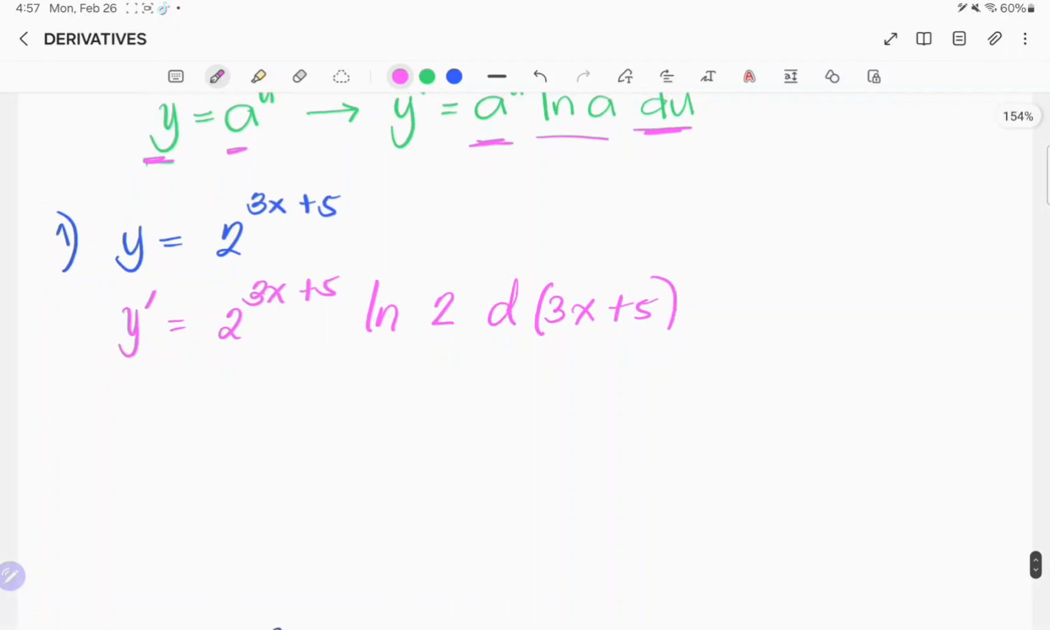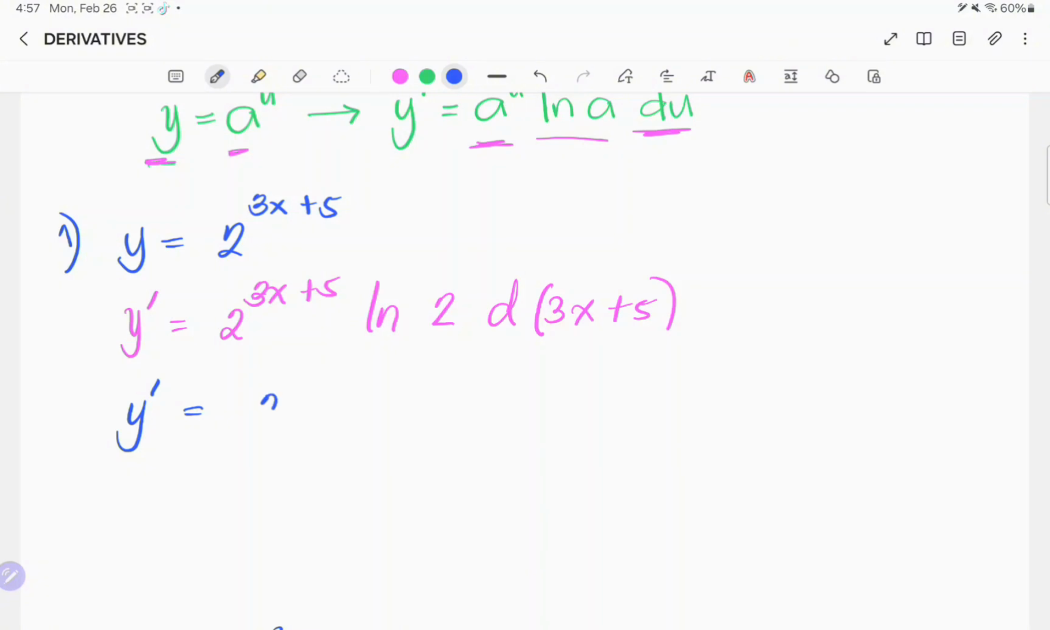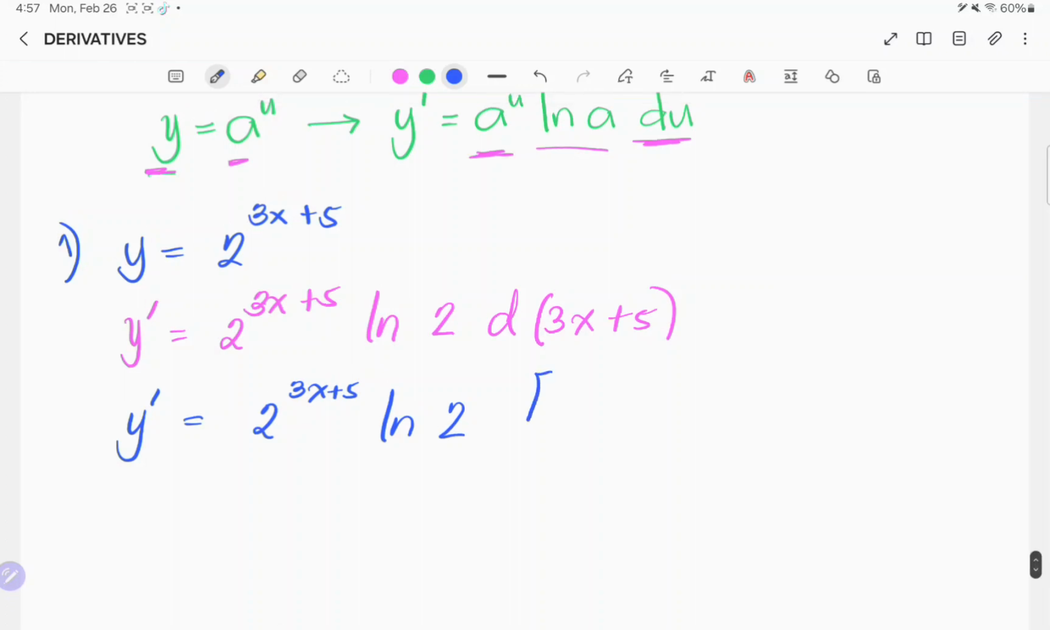So the derivative of u is d of 3x plus 5. So let me simplify below. It will become y prime equal to 2 raised to 3x plus 5, ln of the base, ln 2. And the derivative of 3x plus 5 is 3. Now let's arrange these factors so that there will be no conflict in terms of reading them. So we have y prime is equal to 3 times 2 raised to 3x plus 5 ln 2.